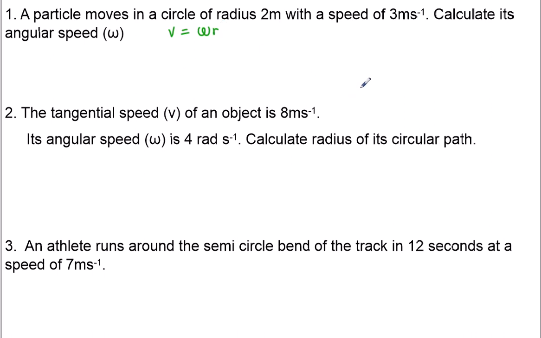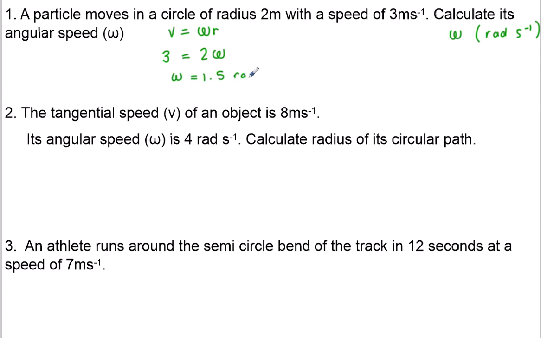and the unit for omega is radians per second. So if I put over here radians per second, so rad s minus 1. For question 1 then, a particle moves in a circle of radius 2 meters with a speed of 3 meters per second. Now, because it's in meters per second, I know that that's the tangential speed, the velocity v. So 3 equals, well, the radius is 2, so 2 omega, and then to find omega, it would be 3 divided by 2, which is 1.5.